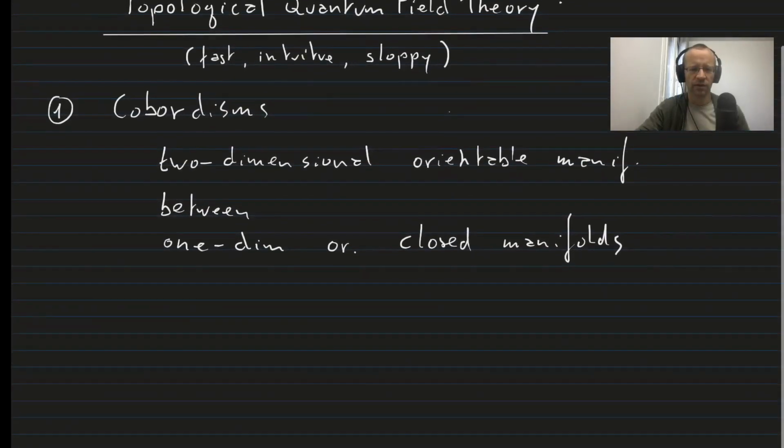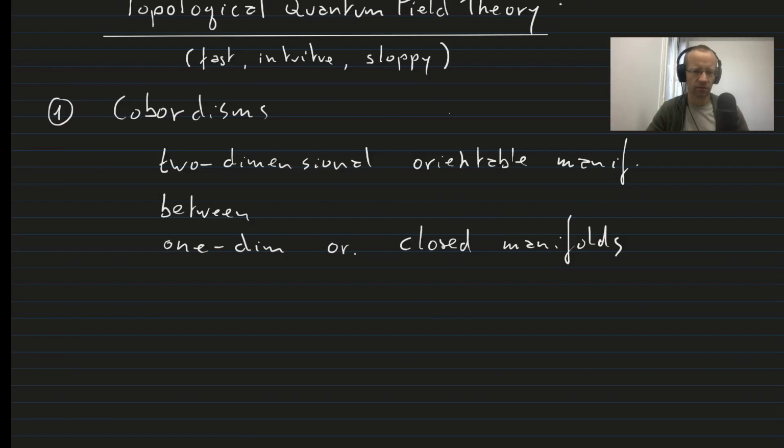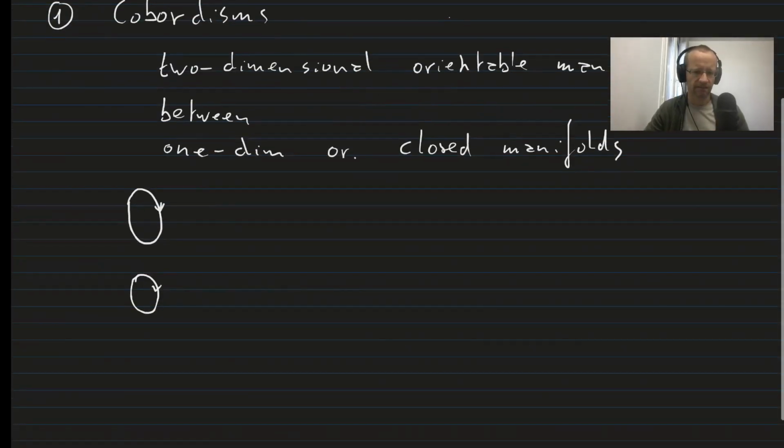So what are the one-dimensional orientable closed manifolds? Well, a circle is closed and orientable, but so are multiple circles. And that's it. So we'll draw these pictures where we imagine that time runs from left to right.